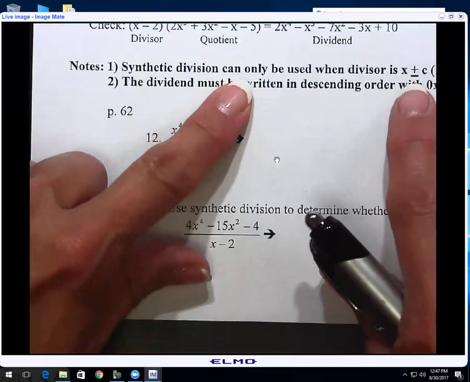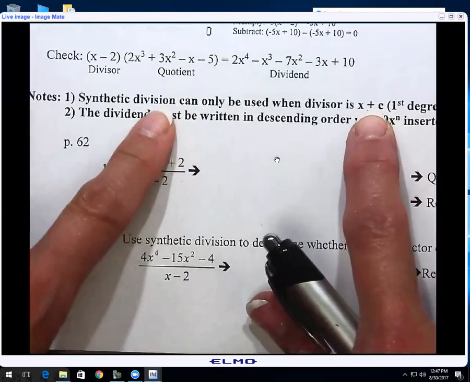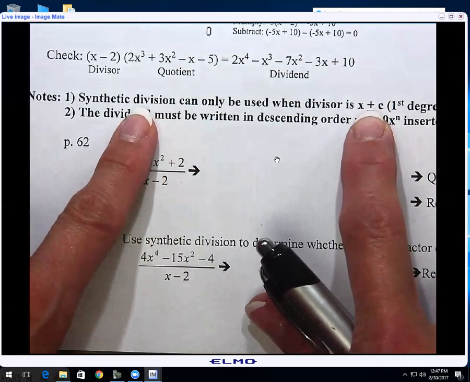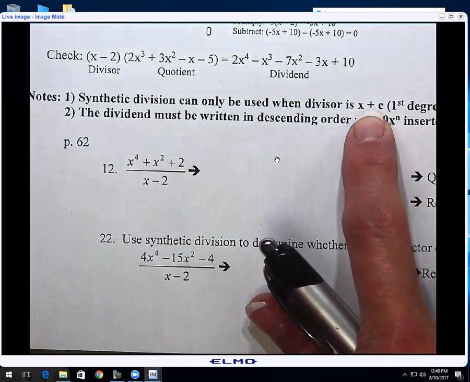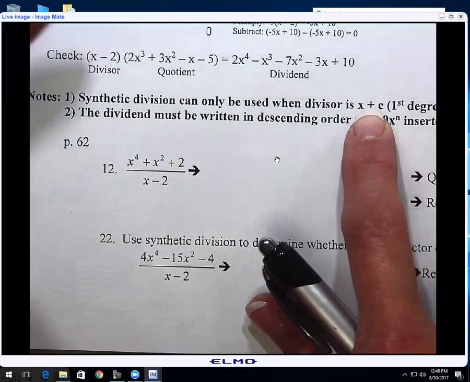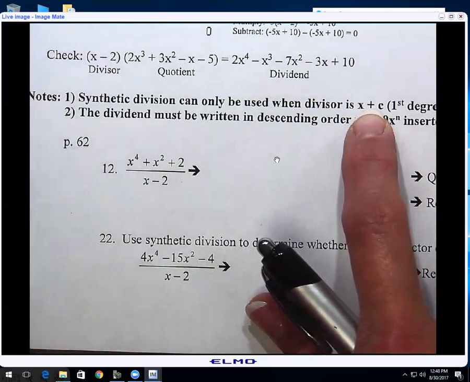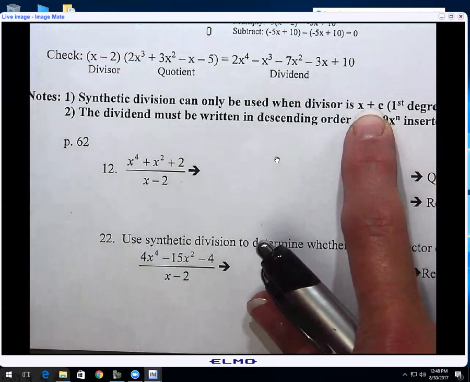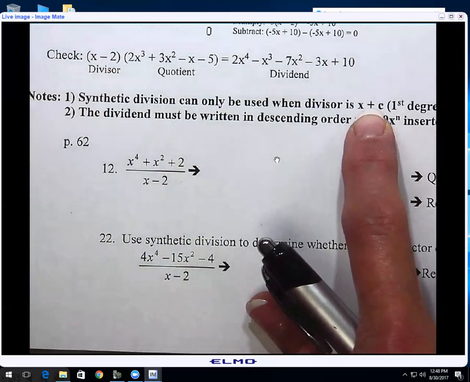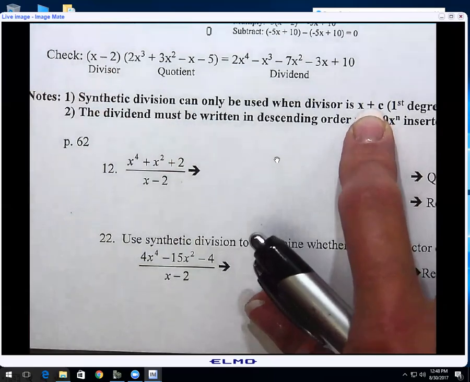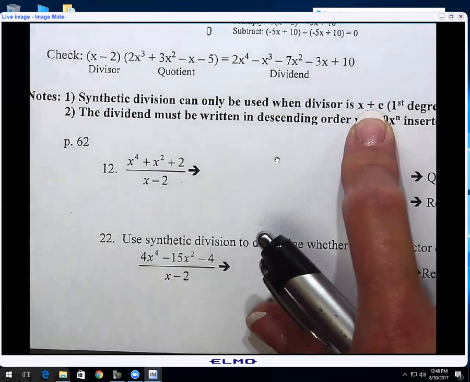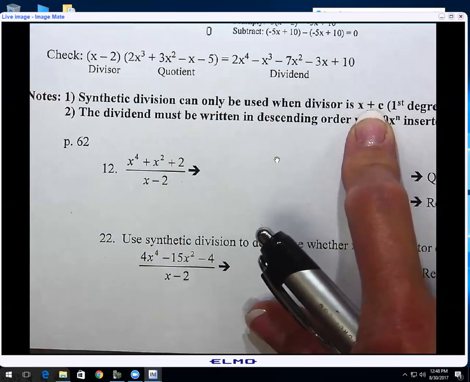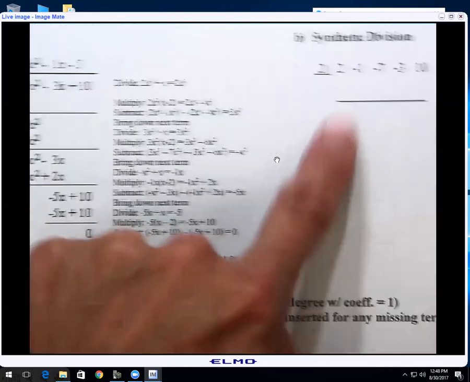Right here, this first note. You can only use synthetic division when you're dividing by plain old x plus or minus a constant. If that was x squared plus 7, I couldn't use synthetic division. If it was 5x plus 7, I couldn't use synthetic division. But because of what our needs are going to be later in the semester, I'm only going to give you problems in tonight's homework that you can use synthetic division so that you don't have to do this. We're not going to really need this later this semester. We are going to need this.